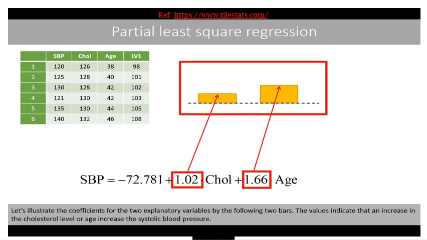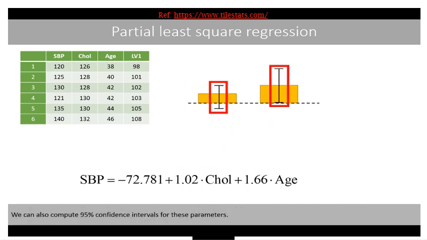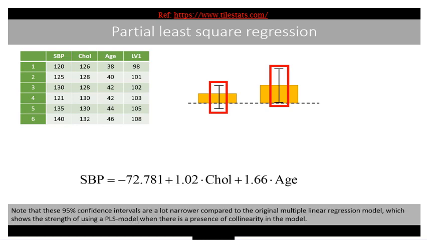Let's illustrate the coefficients for the two explanatory variables by the following two bars. The values indicate that an increase in the cholesterol level or age increases the systolic blood pressure. We can also compute 95% confidence intervals for these parameters. Note that these 95% confidence intervals are a lot narrower compared to our original multiple linear regression model, which shows the strengths of using the PLS model when there is a presence of collinearity in the model.